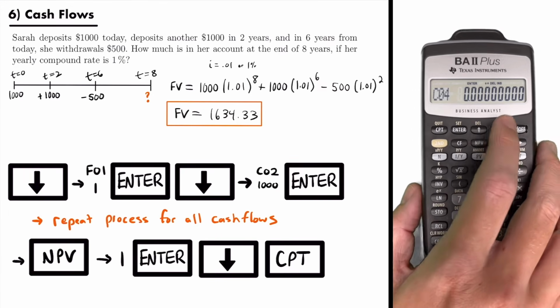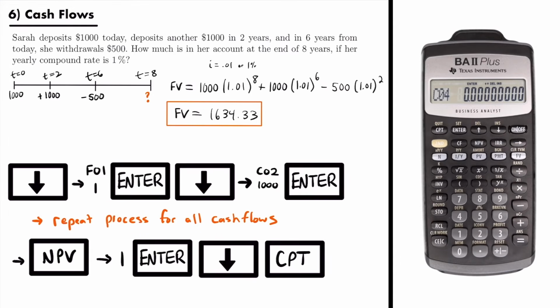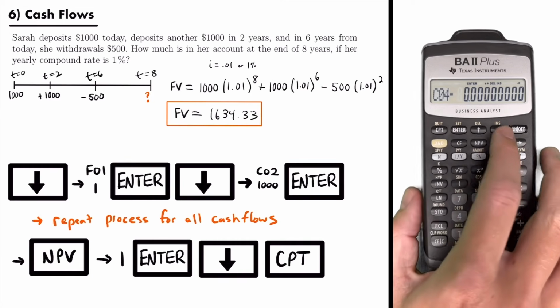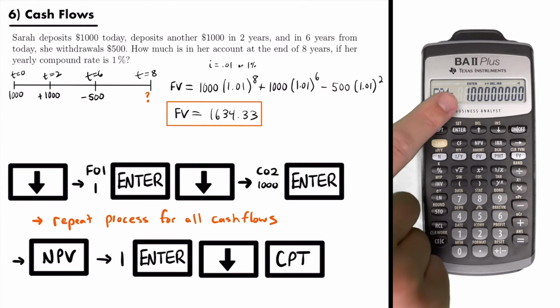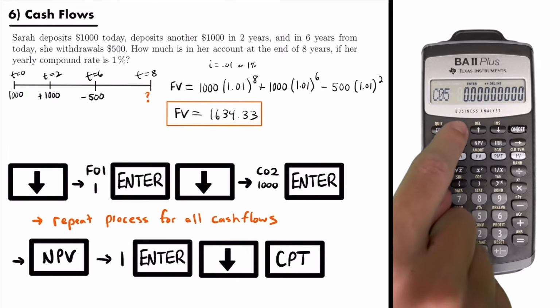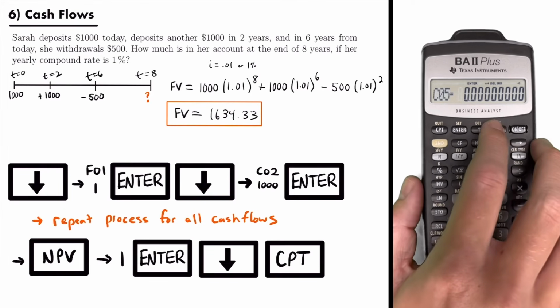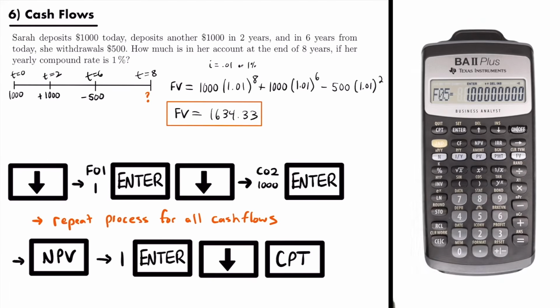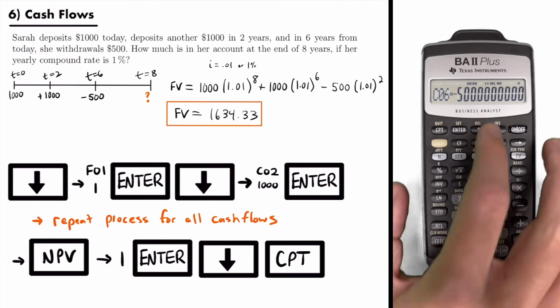Then we'll go down to C04, and that is still 0. So we'll hit enter, and then go down, and the frequency is still 1. We go down to C05, and that's also equal to 0. So we'll hit enter, and then go down to the frequency, which is still 1. And then we'll go down to C06. This is what we've been looking for. We can now type in our withdrawal of $500. So I'll type in 500, but make sure to make that negative because it is a withdrawal. Then we'll hit enter, and then we'll go down.